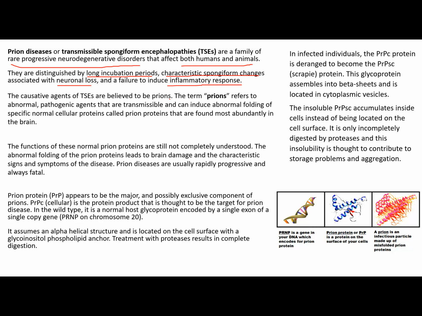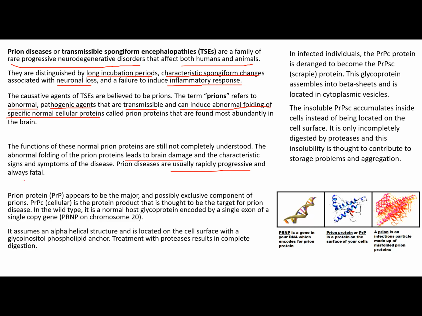Now, the cause of these TSEs are your prions. Prions refer to abnormal pathogenic agents that are transmissible and can induce abnormal folding of specific normal cellular proteins known as prion proteins, most abundantly in the brain. The function of these normal prion proteins is still not completely understood. The abnormal folding of the prion proteins leads to brain damage and the characteristic signs and symptoms of the disease. Prion diseases are usually rapidly progressive and always fatal.